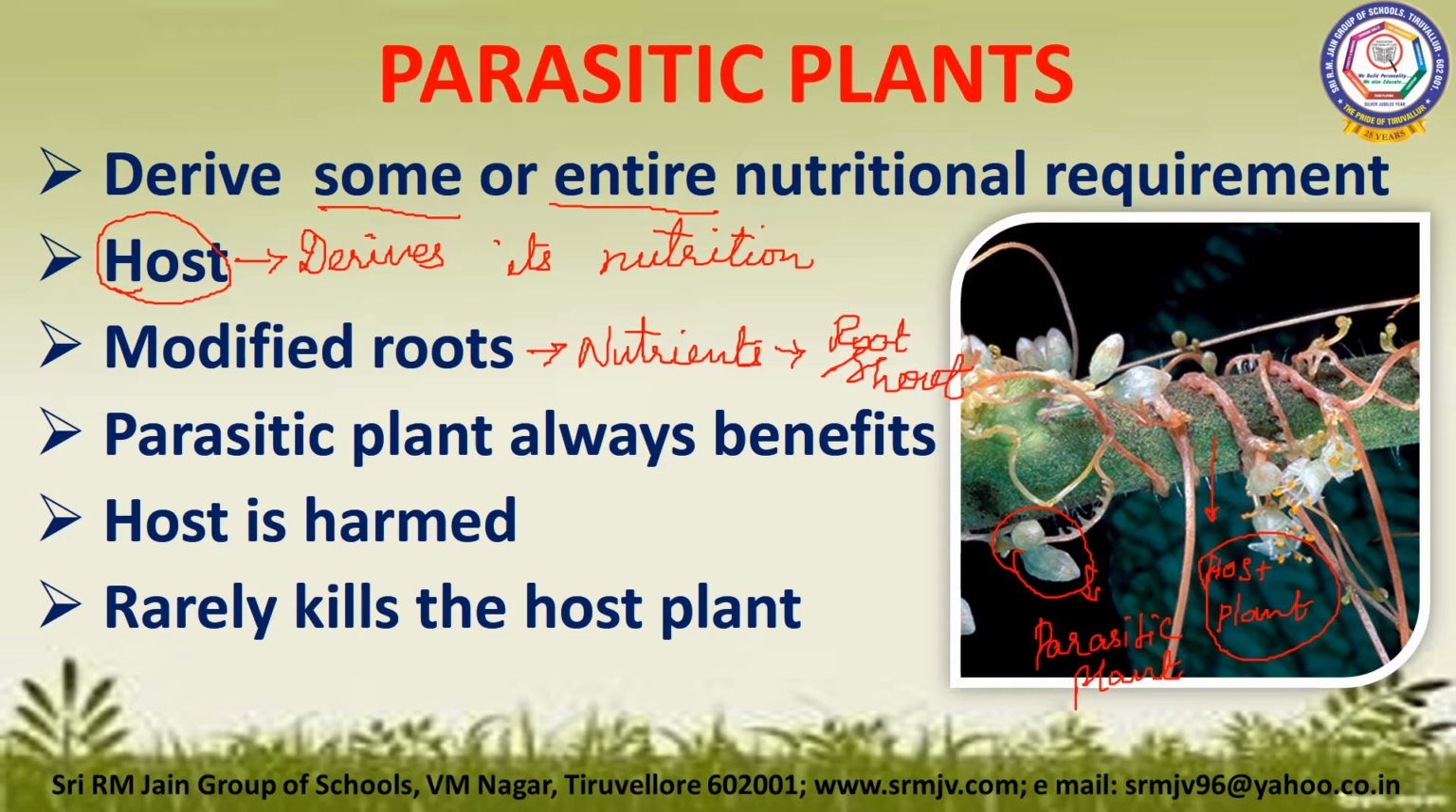In a parasitic relationship, the parasitic plant always benefits, but the host is harmed. Parasitic plants rarely kill the host plant, as this would not be advantageous to them, because if it kills the host plant, then the parasitic plant would suffer for its nutrients.